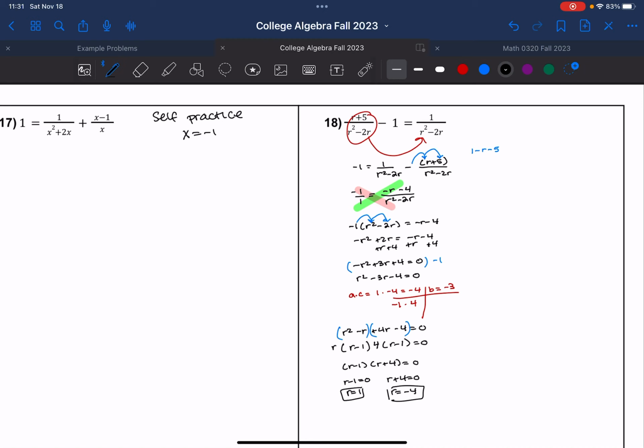Now I need to plug those in to make sure I don't get 0. So starting with 1, 1 squared is 1, minus 2 times 1, 1 minus 2, negative 1. That doesn't give me 0, so that one's good. Now trying negative 4. Negative 4 squared is 16, minus 2 times negative 4, which is plus 8. Again, 16 plus 8 is going to give me a number that's not 0. So these are both my answers.